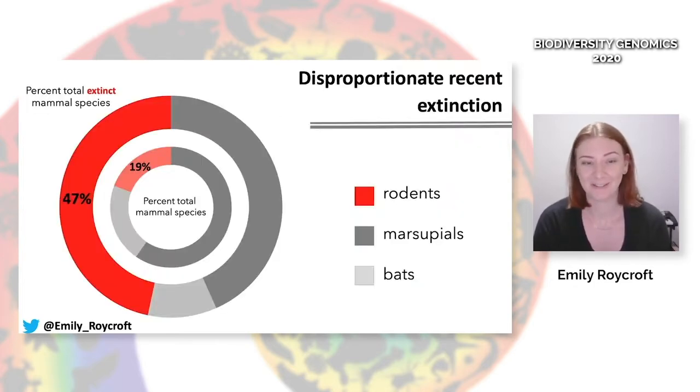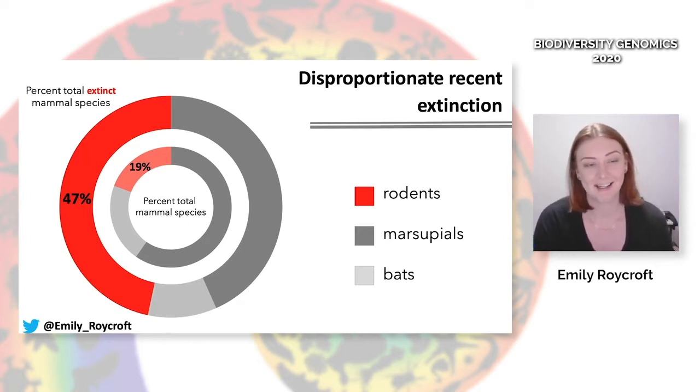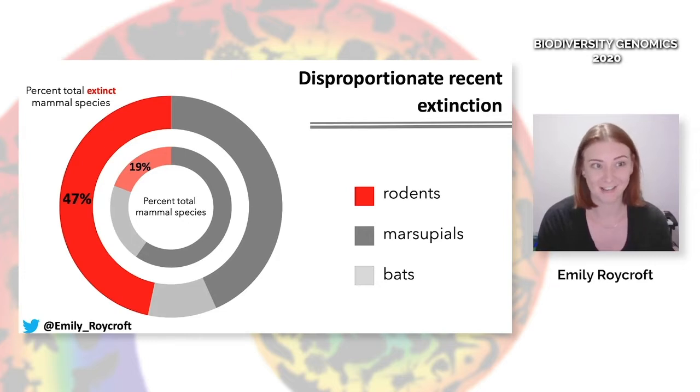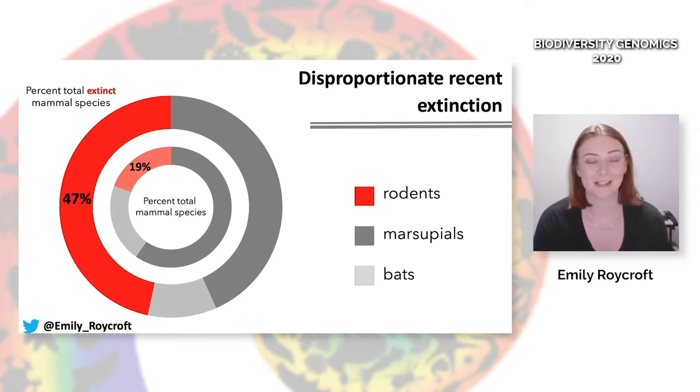And native Australian rodents have been disproportionately affected by this recent extinction. So you can see here that 19% of Australian mammals are rodents, but 47% of recently extinct Australian mammals are rodents. So there's something about native rodents that makes them particularly susceptible to the impacts since European arrival in Australia.